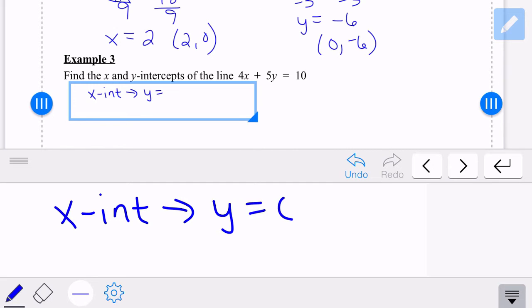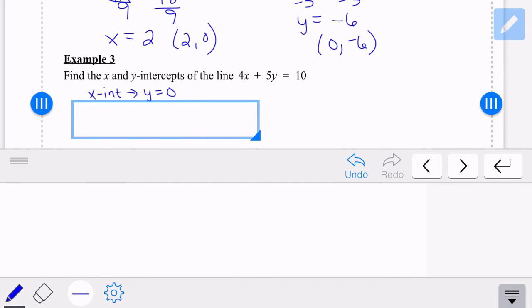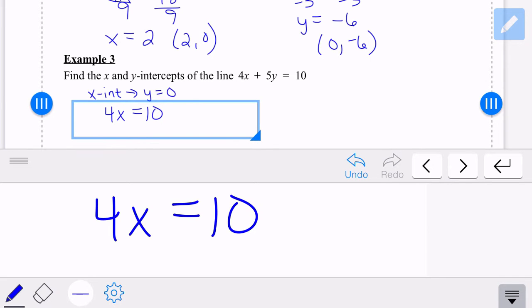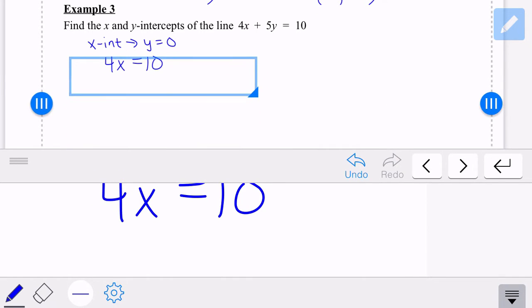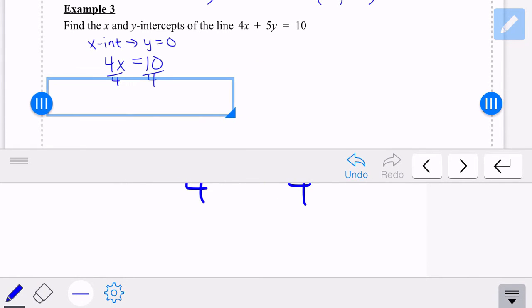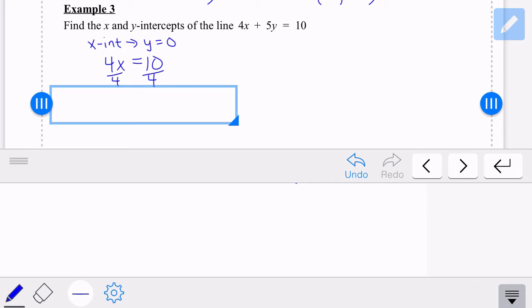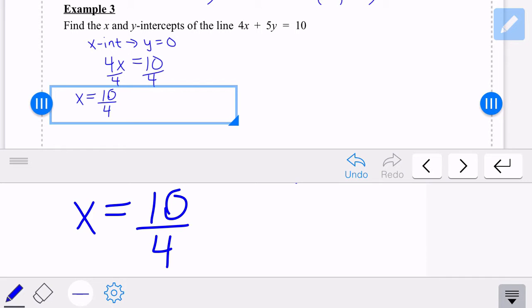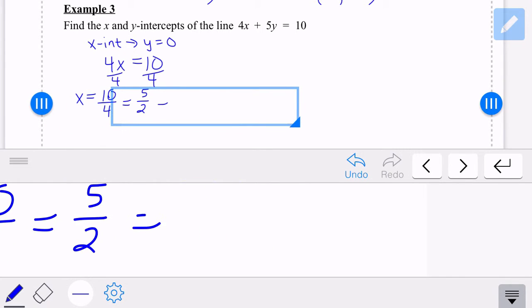And we know y is equal to 0 there. So all we'll have is the 4x piece and then equal to 10. Uh-oh. If we divide by 4 on both sides, 10 isn't divisible by 4, at least not for a whole number, but that's okay. So 10 over 4 is going to simplify to 5 over 2. And then if you want to do the decimal, you can do that and have 2.5.